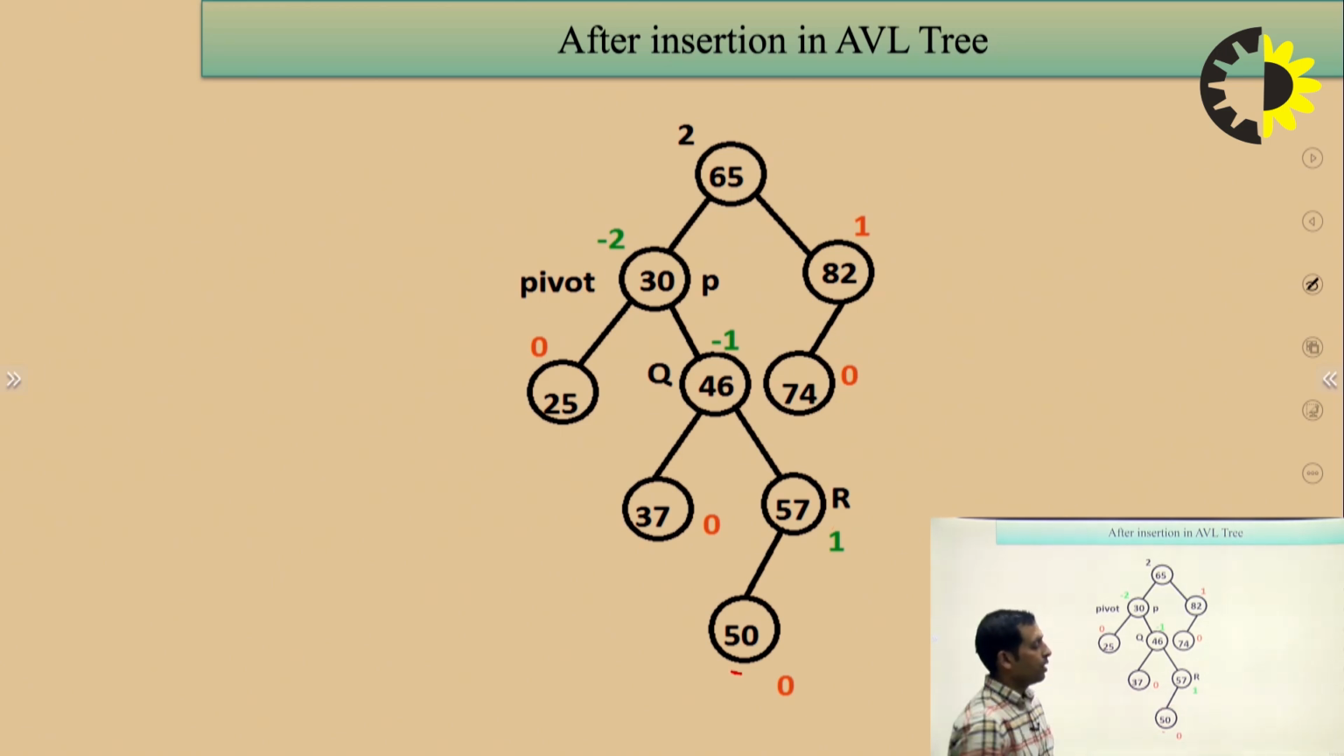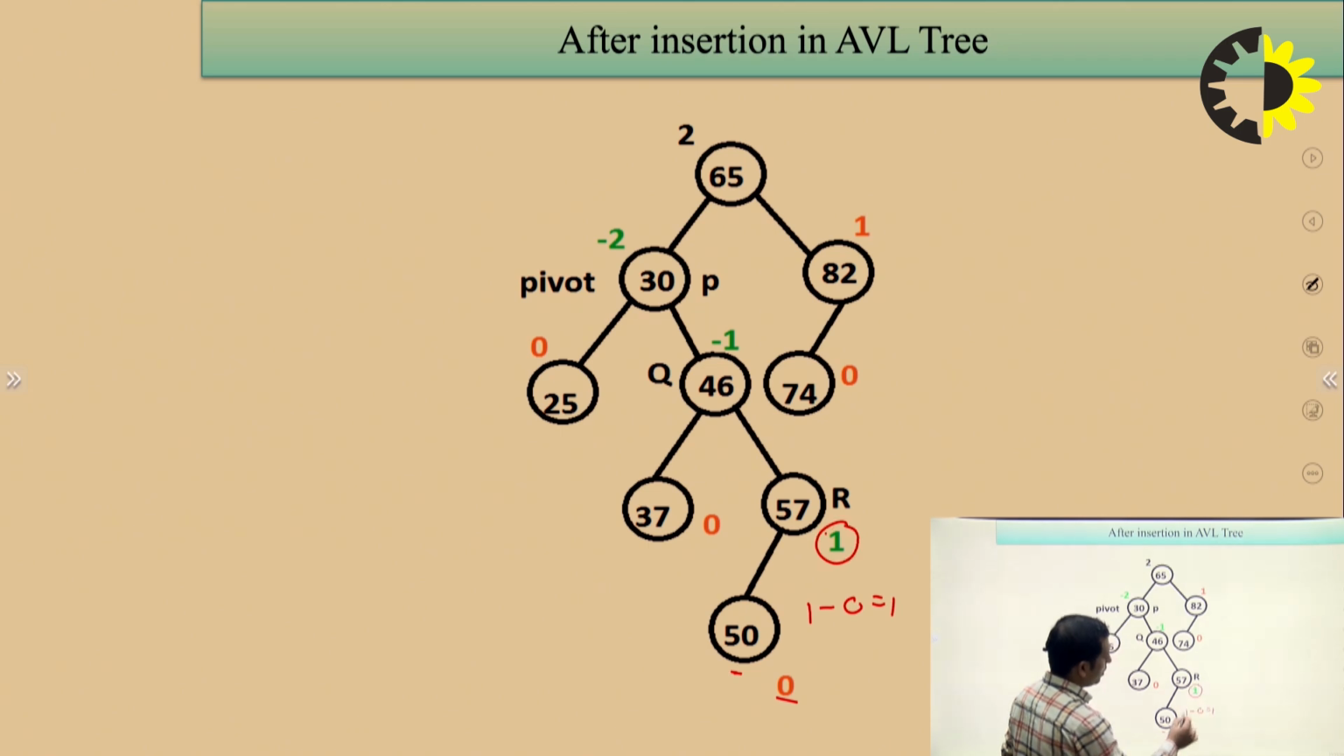Now after inserting 50 to the left of 57, recalculate the balance factor. The balance factor of 50 will be 0 because this is a leaf node. Left subtree height minus right subtree height, 0 minus 0, that is 0. Now 50's parent is 57. Calculate the balance factor of 57: left subtree height 1 minus right subtree height 0, that is 1. So okay, there is no problem.